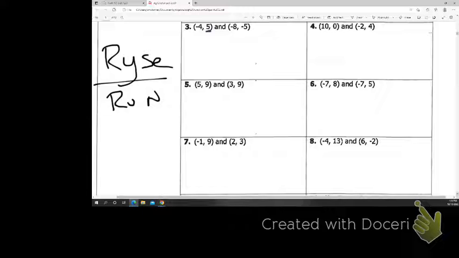And hopefully by this point, I think we're all pretty confident knowing that our Y's are the second ones in the ordered pairs. So 5 subtract -5, -4 subtract -8.